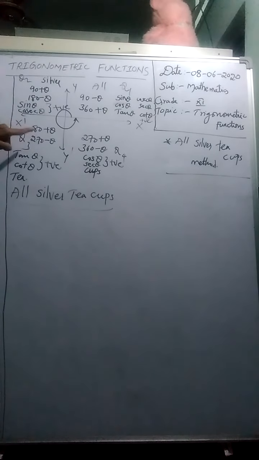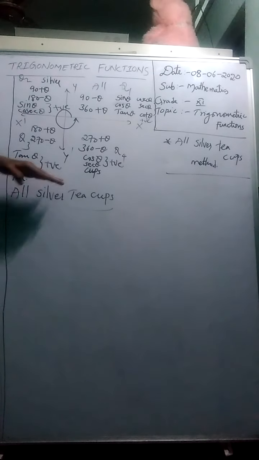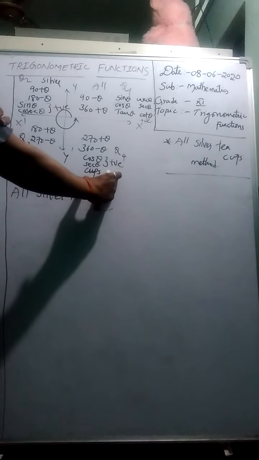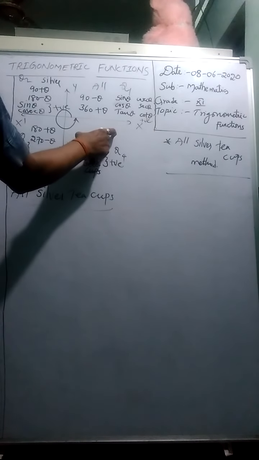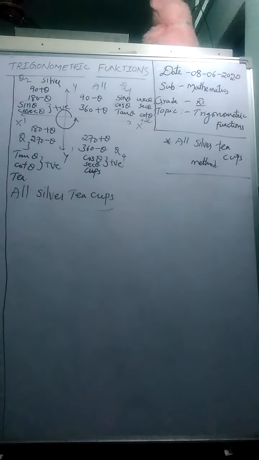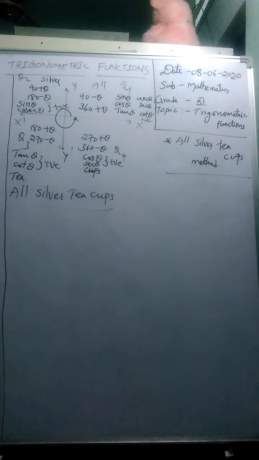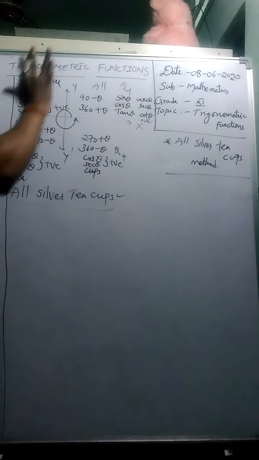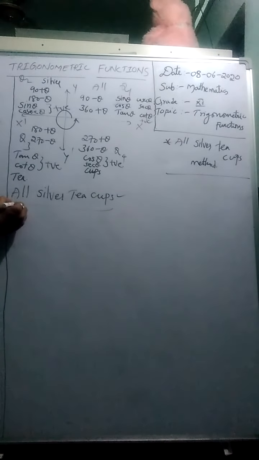In the third quadrant, the angles are in the form of 180 plus theta, 270 minus theta, then tan and cot are positive, the rest negative. So that is called T. And in the fourth quadrant, the angles are in the form of 270 plus theta, 360 minus theta, cos and secant are positive, if it belongs to Q4. So All Silver T Cups is useful to find the sign of the trigonometric ratios based on its quadrant, if it is mentioned.